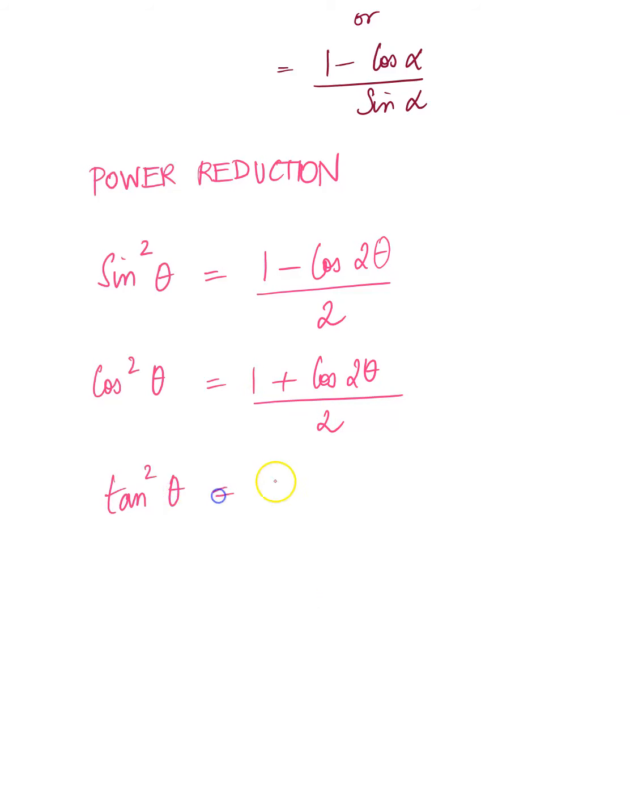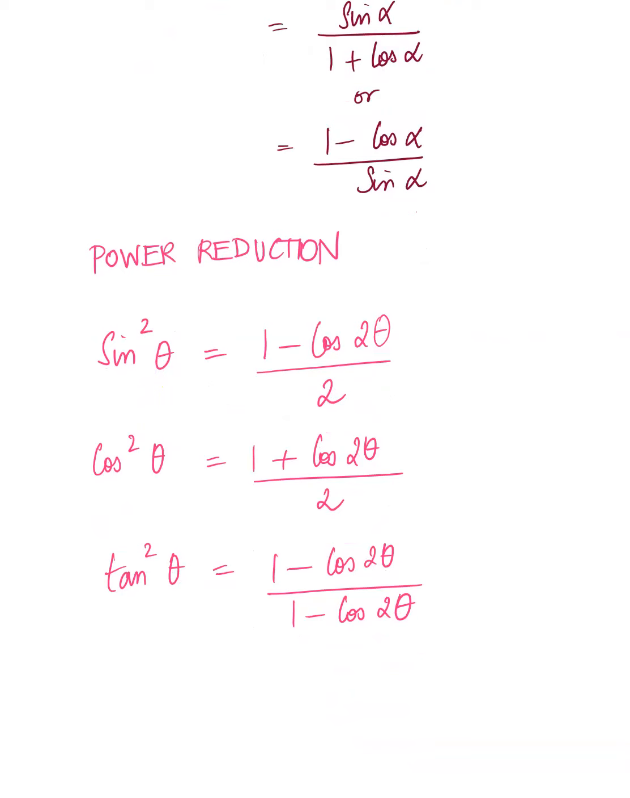Tan squared theta will be 1 plus cosine 2 theta over 1 minus cosine 2 theta. Now if you look at power reduction and compare that with the half angle, if you took the square root on both sides in this formula, it becomes plus or minus square root. And if this angle, instead of theta, is half an angle, theta over 2, then this would also become half of that. So 2 theta over 2 will be just theta.